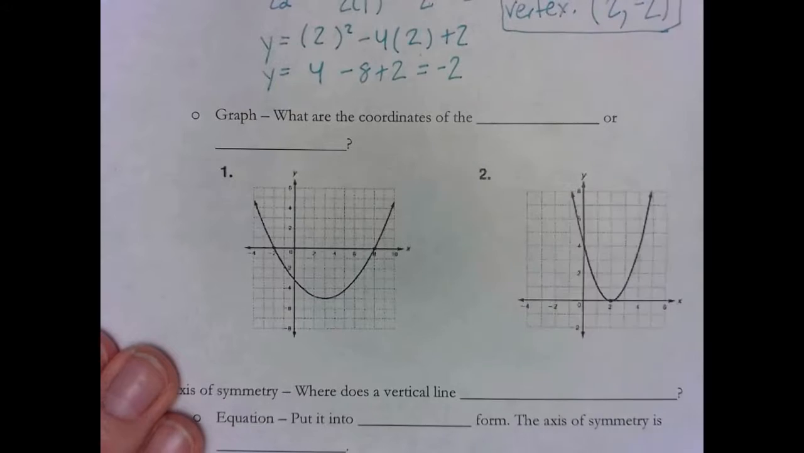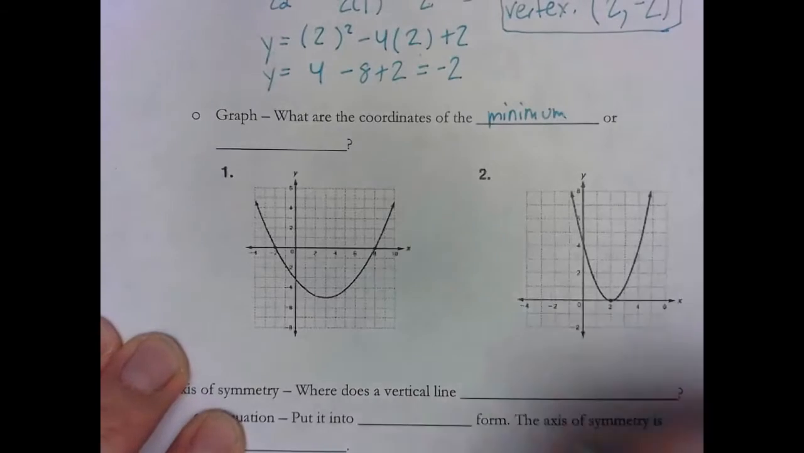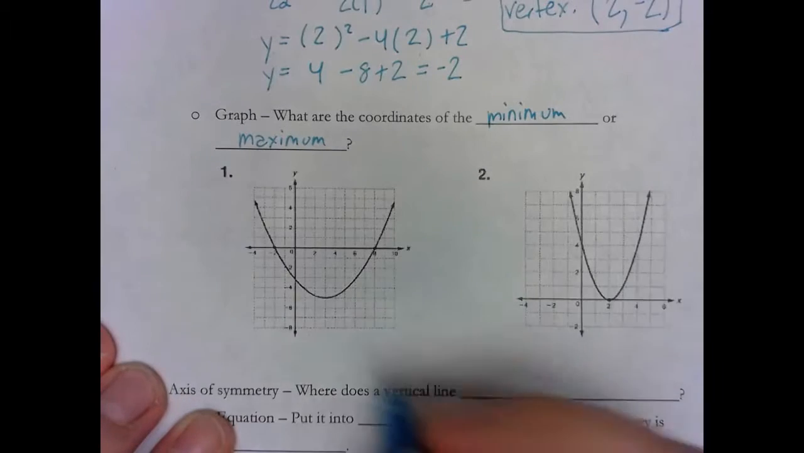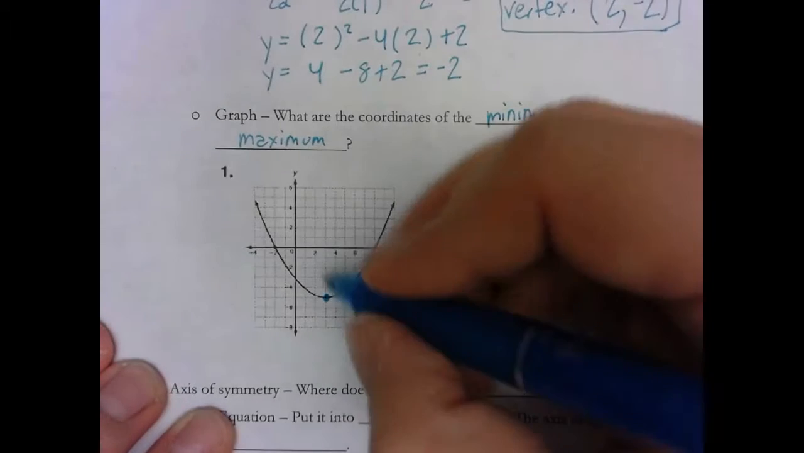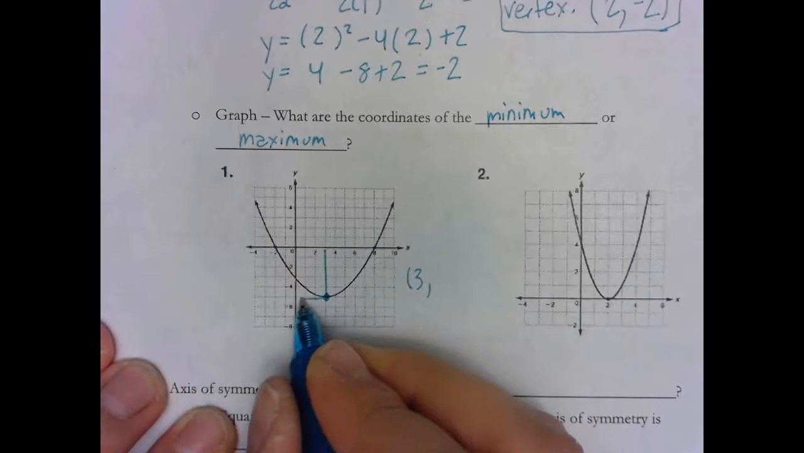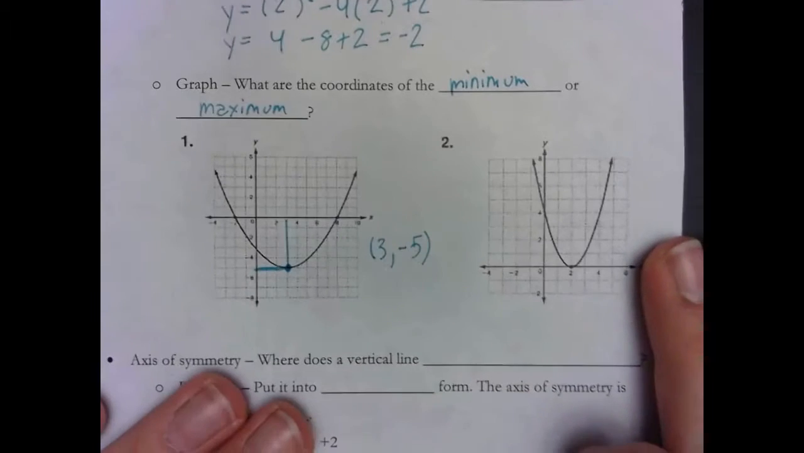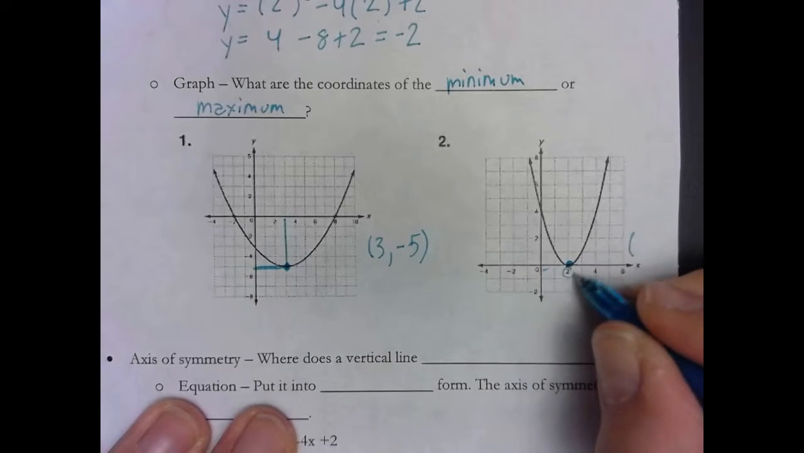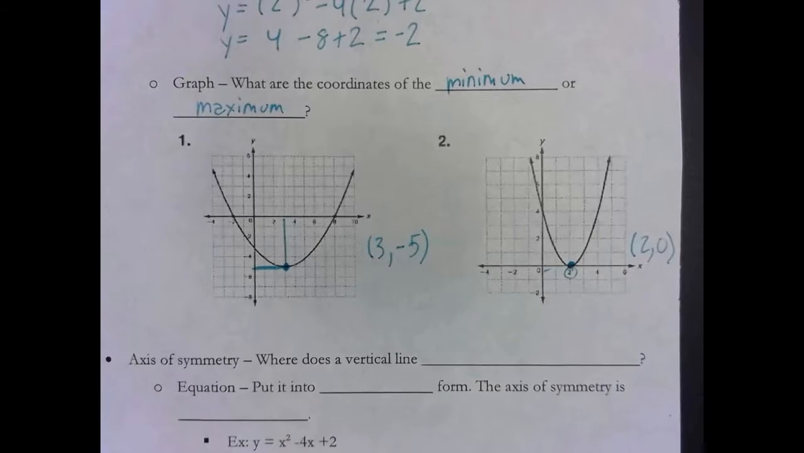On a graph, just ask yourself what are the coordinates of the minimum or the maximum. In other words, we got a nice minimum right here. Just ask yourself where are the coordinates of that? Well, let's look. The x-coordinate is at 3. And the y-coordinate is at negative 5. That's your vertex. And over here, here's our vertex. And the x-coordinate's obviously 2. And the y-coordinate is 0. Not so bad, right?